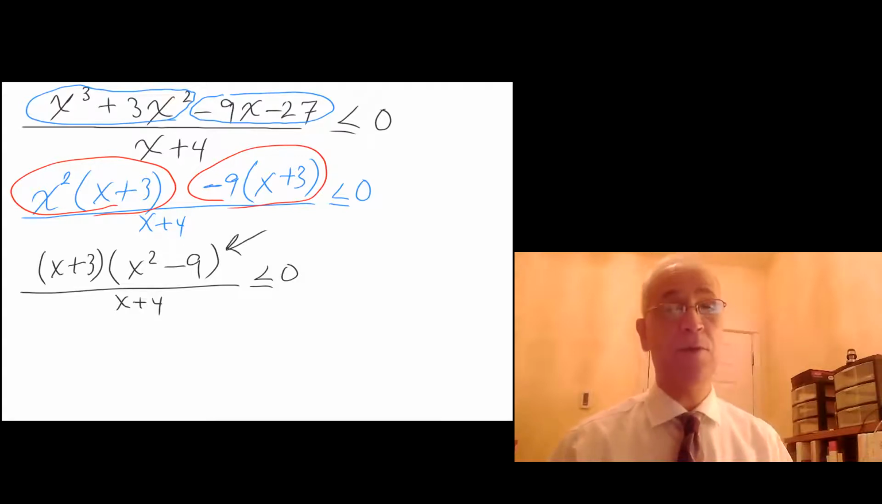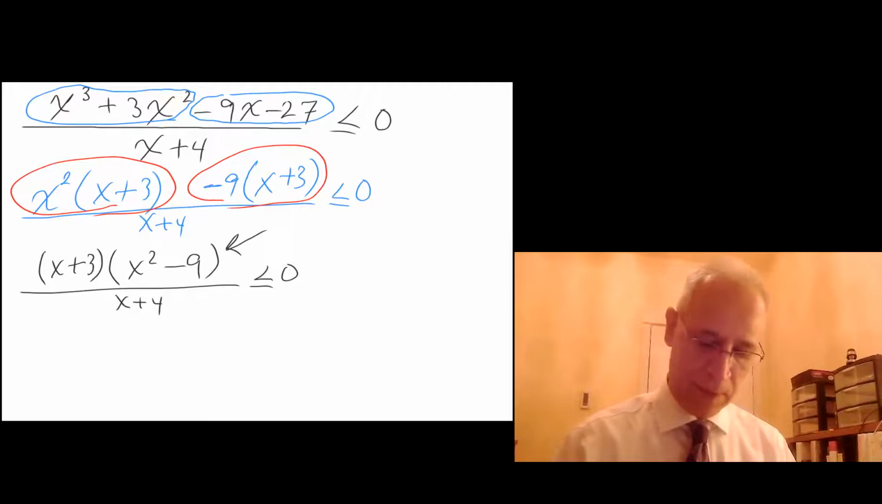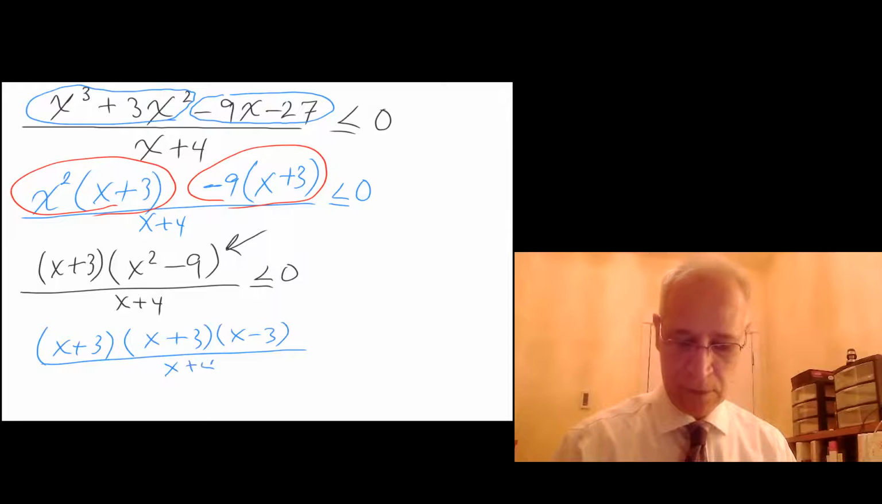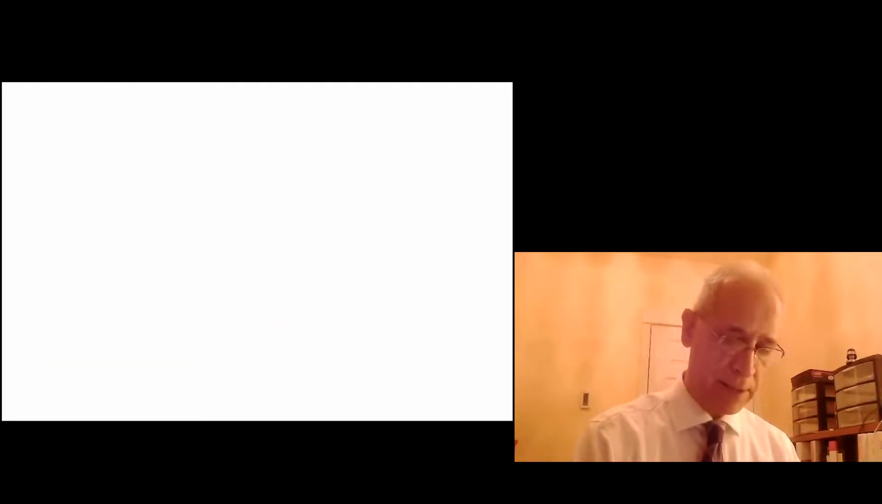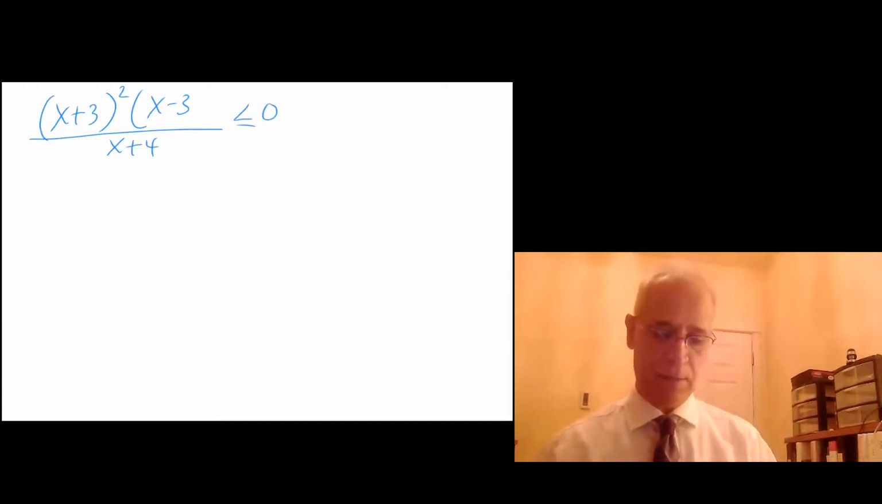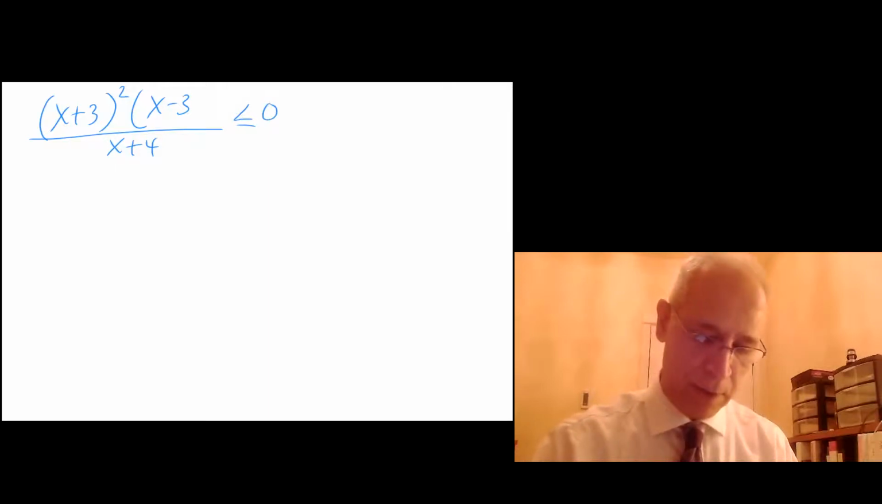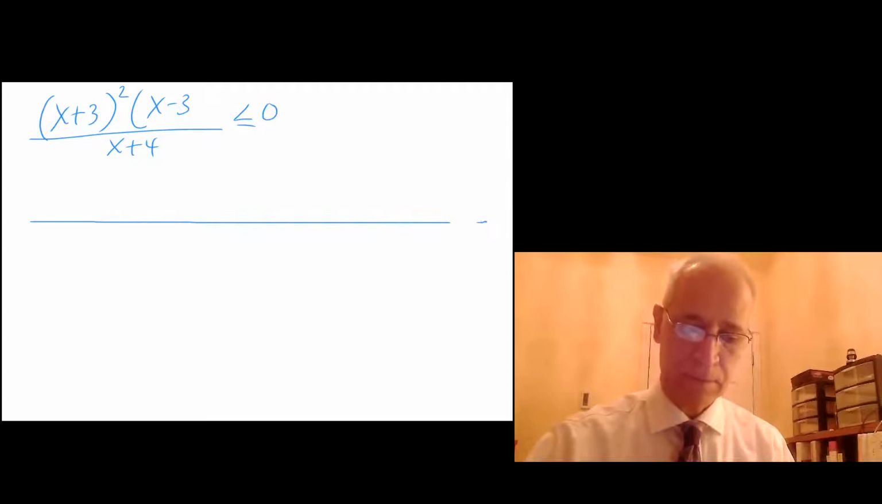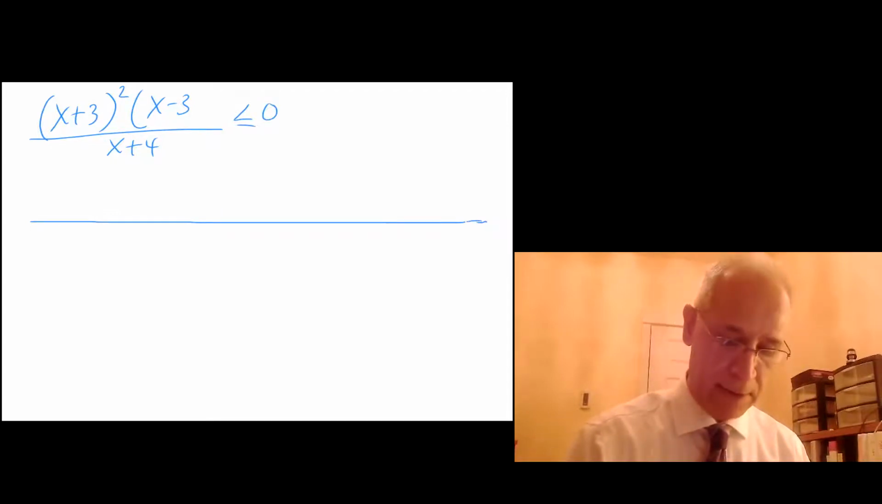And notice that here x squared minus 9 is factorable. So I'm going to factor x plus 3, x plus 3, x minus 3 over x plus 4 smaller than or equal to 0. And now notice I have two factors of x plus 3. So let me go to the next page and rewrite this as x plus 3 quantity squared, x minus 3 over x plus 4 smaller than or equal to 0. Let me plot my number line, or if you prefer, x-axis.